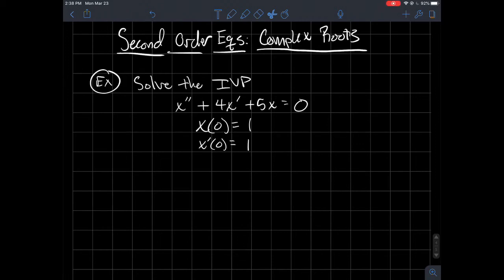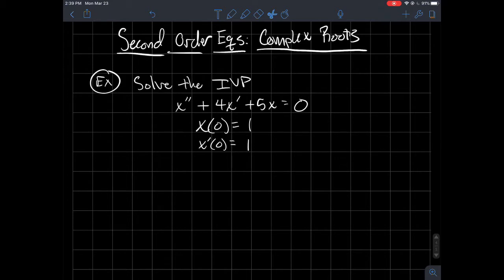This is a short video on how to solve second order differential equations that will have complex roots. And again, when you're looking at this equation here, you don't necessarily know that it's going to have complex roots. I'll just show you that it will and what you'll do in that case. And this is an initial value problem where you've got some initial conditions.